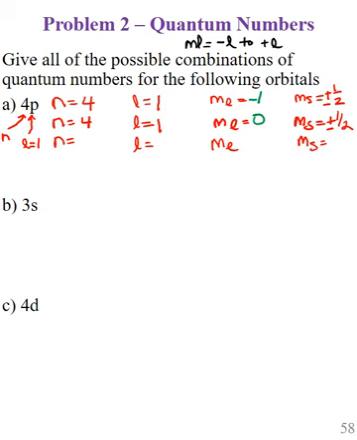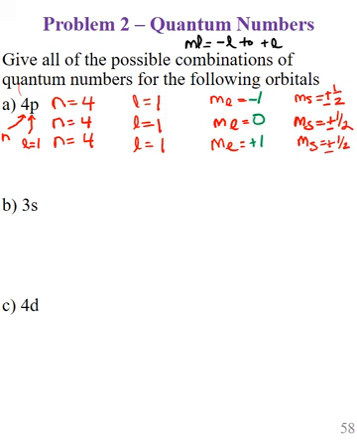Our n would still have to be 4. Our L would still have to be 1 because it's a 4P. But what would our M sub L have to be? It could be a plus 1. And our M sub S would still be plus or minus 1/2. Okay, could we have a fourth set of quantum numbers? No. The reason why is because the M sub L limits us. We can only have 3 values of those. So that would be our answer for 4P.